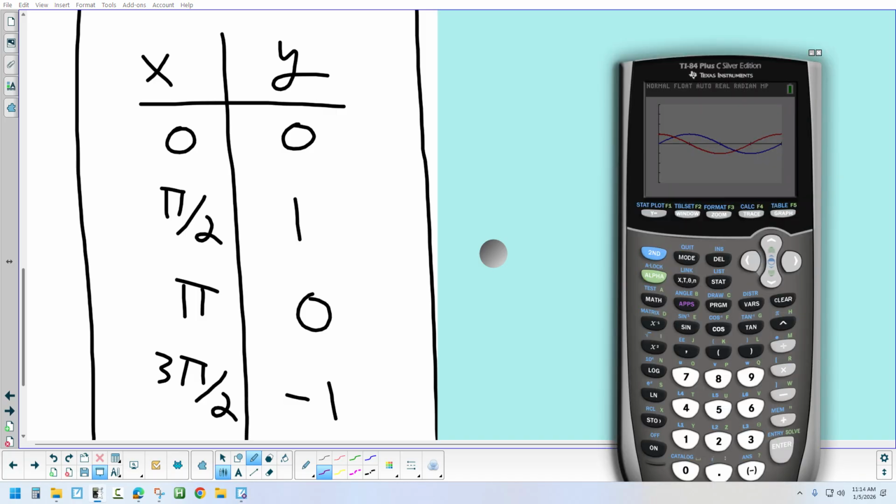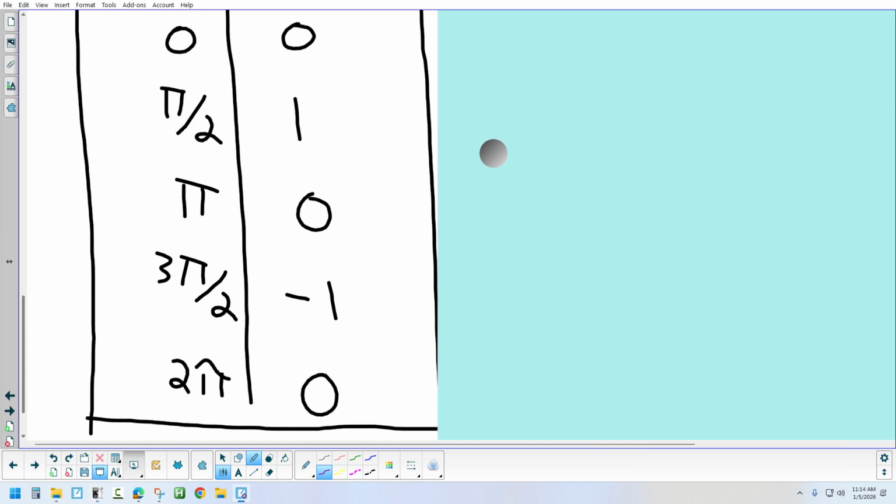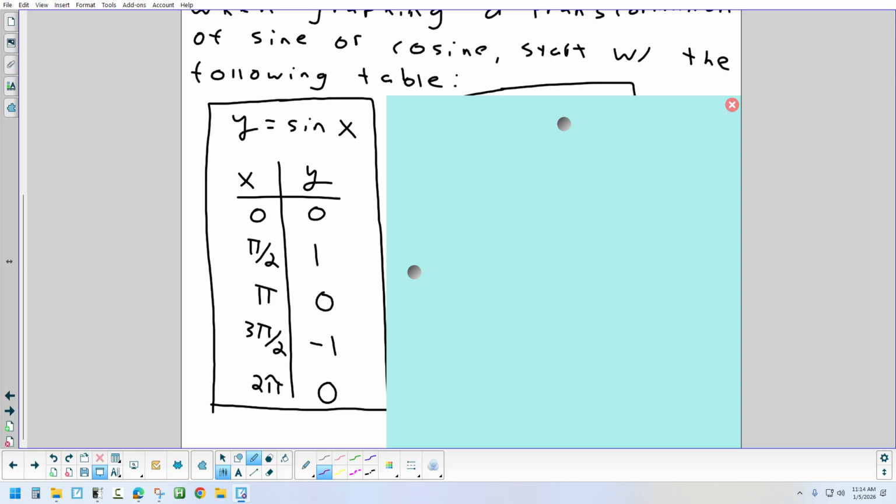And then the last point, that's a repeat of the first point. That's the 2 pi mark. And what's the y value when we get to the end of the cycle? Yeah, 0. We're back at the beginning. So those are the 5 points that you want to know when you're doing a transformation of sine. Those are the first 5 points that will help you make a good sketch of the first cycle.